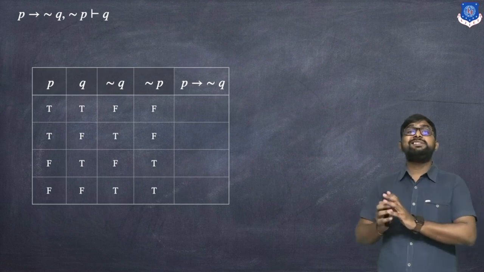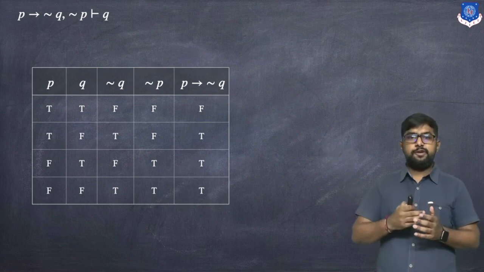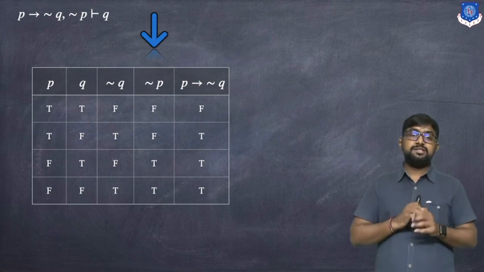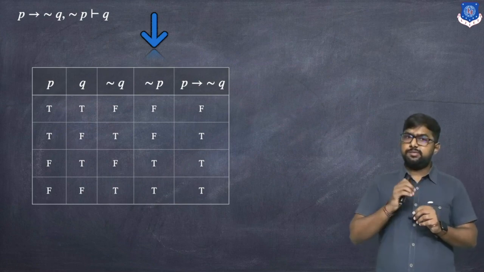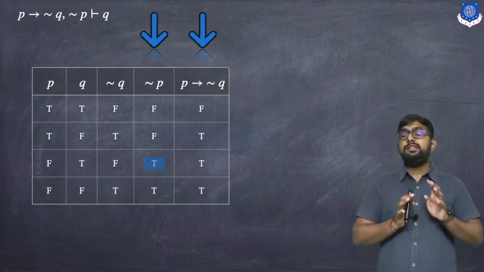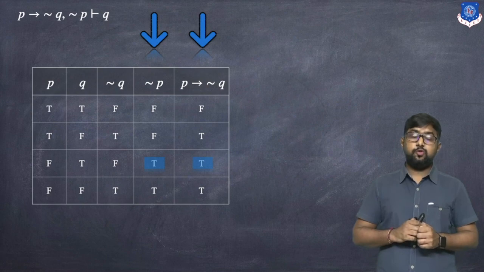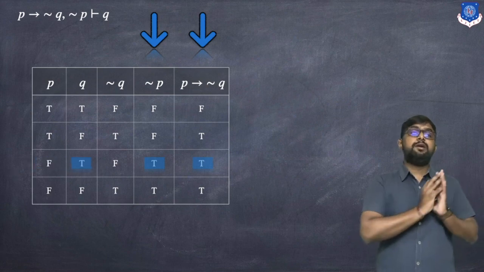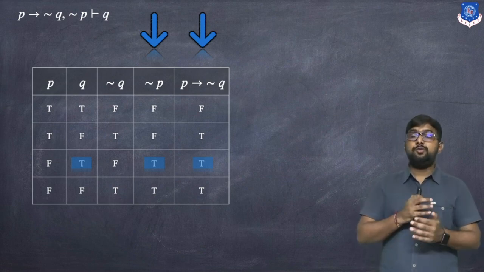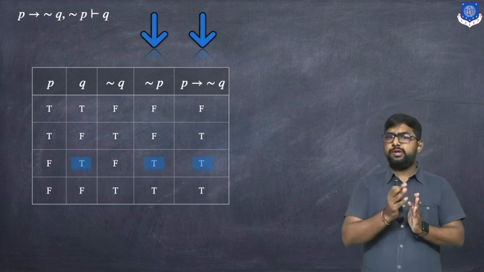Now P implies not Q. What is P implies not Q? It will be like this: FTTT. Now just check the columns for the premises and the conclusion. Not P is a premise, and P implies not Q is also a premise. In the third row, not P is true and P implies not Q is true, and the conclusion is also true, so that is correct. By definition, the conclusion must be true whenever all the premises are true. So here it holds.